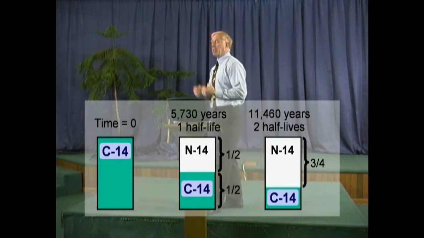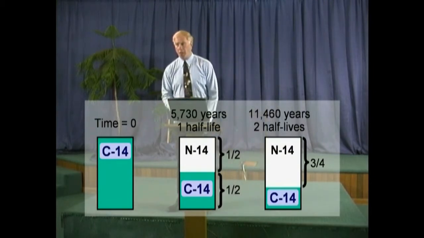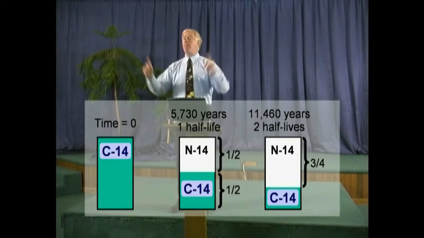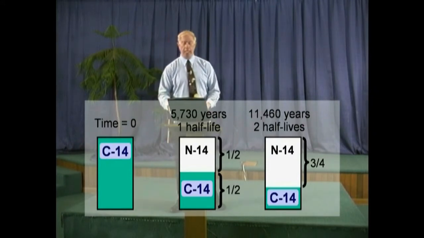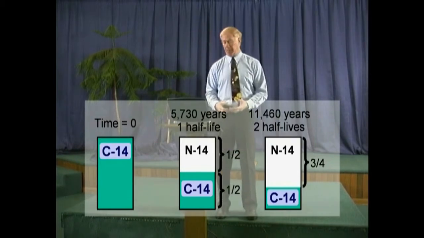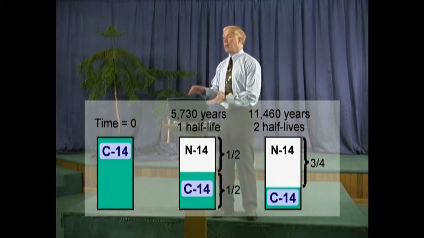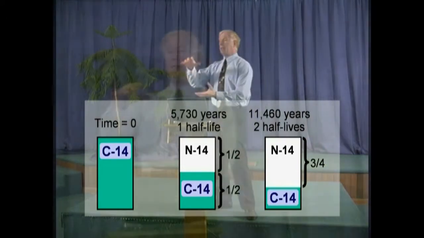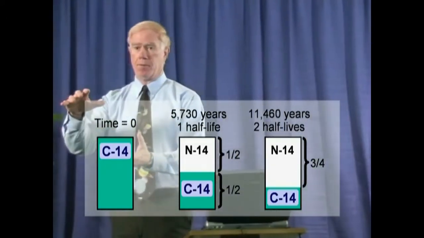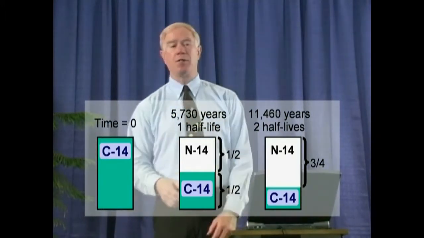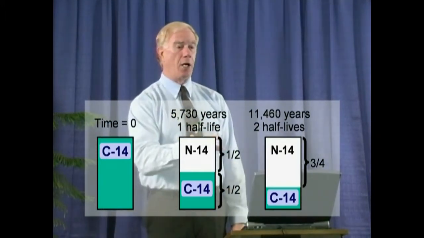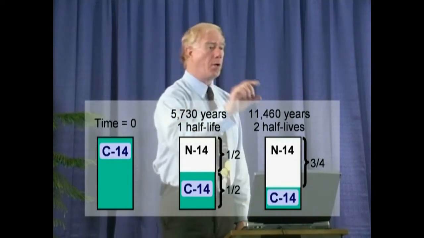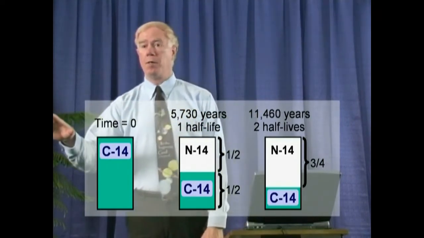After 5,730 years, what will be in this jar? That would be considered one half-life. Half the amount of carbon-14 will have decayed. In this case, it decays into nitrogen-14. So after 5,730 years, what would be in that jar would be half carbon-14 atoms and half nitrogen atoms. Now, after 2 half-lives, or about 11,460 years, what would be in that jar? Well, it would be a fourth full of carbon-14 atoms and about 3/4 full of nitrogen atoms. So carbon-14 is what we call an unstable isotope, and it is constantly decaying.